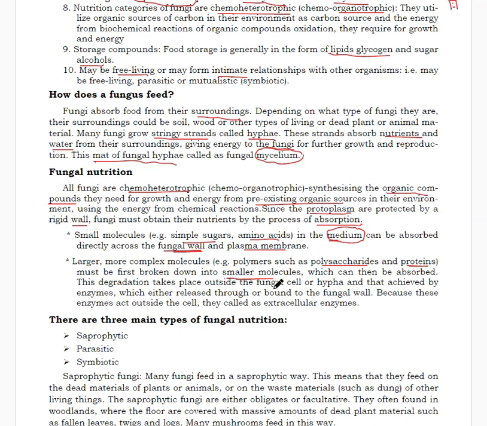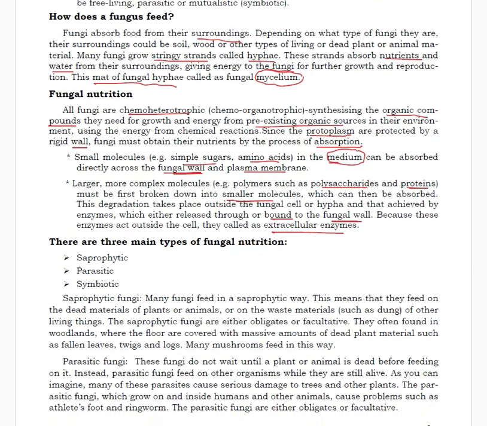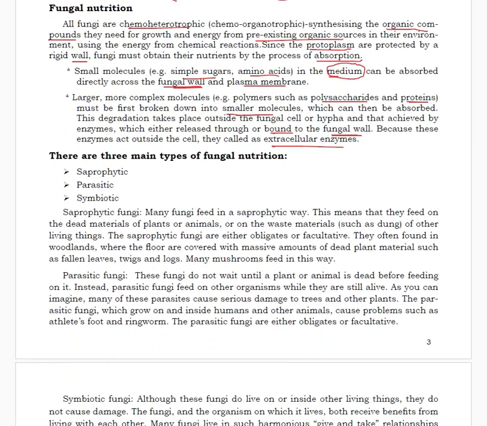By some enzymes. Degradation is achieved by some enzymes which are released through or bound to the fungal wall. These enzymes are either released or already bound to fungal walls, which act on the outside of the cell on some larger molecules to form simpler molecules, and they are known as extracellular enzymes.